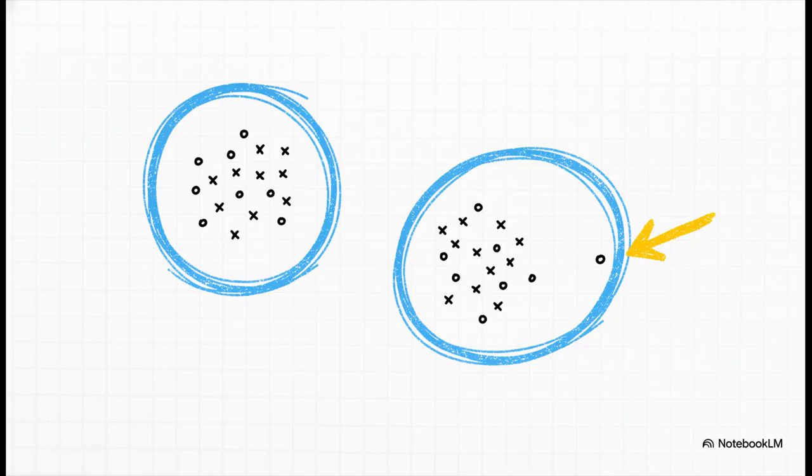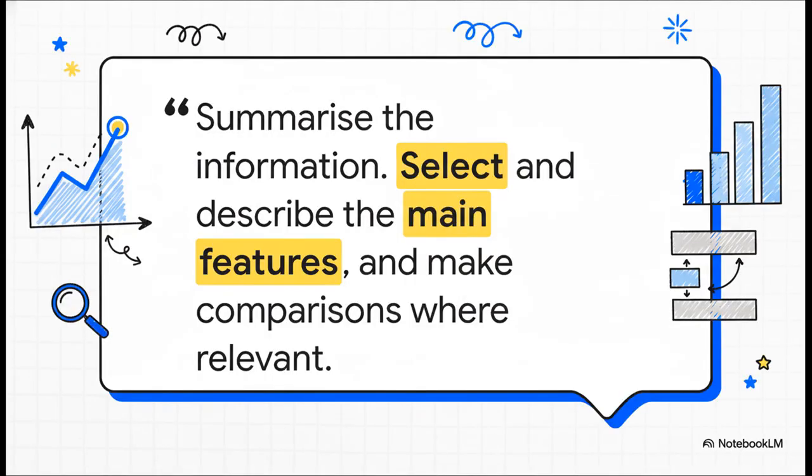So let's say you're looking at a chart of phone sales. Instead of going country by country, you'd group the countries where sales went up and then talk about the countries where sales went down. See? This grouping is how you start to tell a real story. And hey, don't just take my word for it. This is exactly what the official instructions ask you to do. See that? Select and describe the main features. Grouping is how you select what's important instead of just trying to describe everything you see.